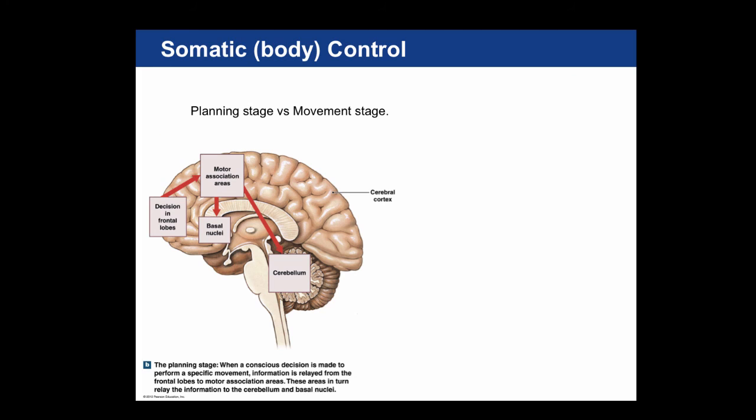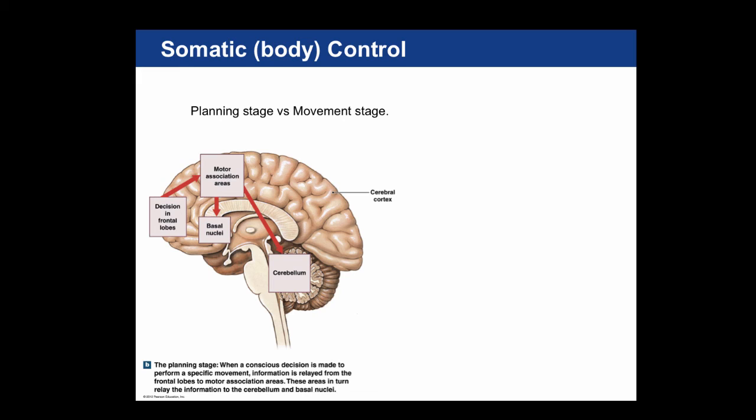Onward. Lastly, I want to talk about somatic control or body control. And we're really going to divide these up into two different elements. First is the planning stage of movement, and then the second is what we actually do when we move.